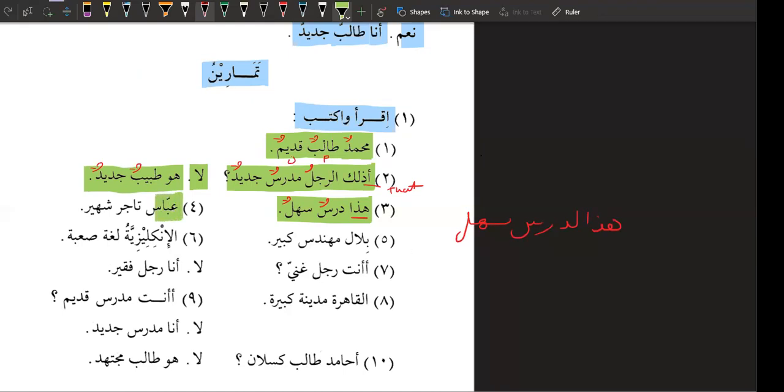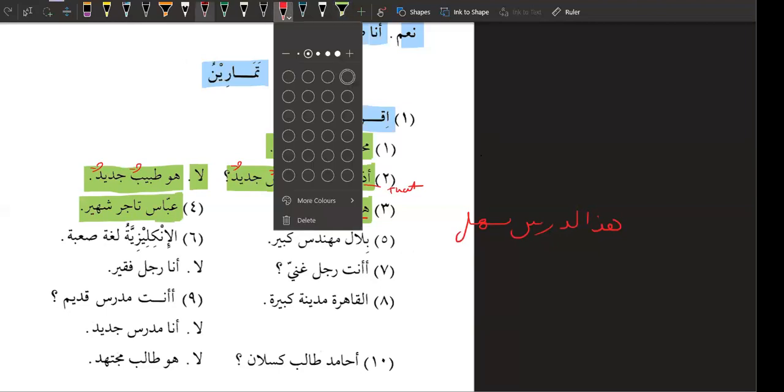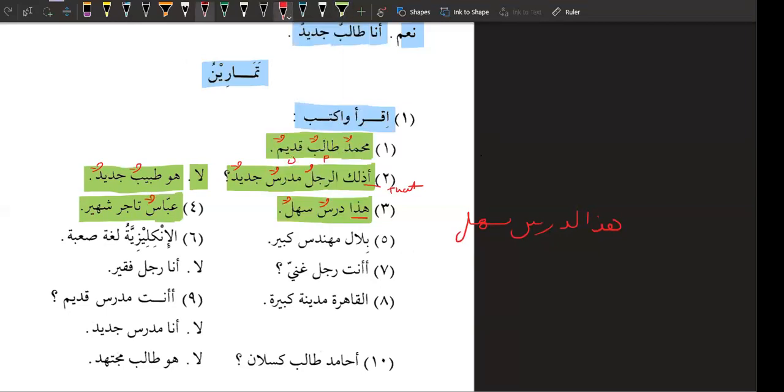Does anybody else want to read apart from these three? Go on then, Ismail. عباس تاجر شهير. نعم. So, شهير, famous or well known. So what's عباس تاجر شهير? Abbas is a famous trader or businessman.